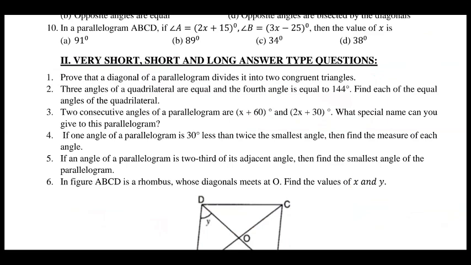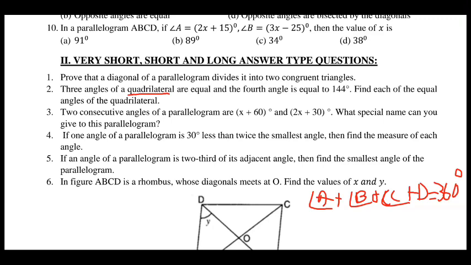We just have 2 minutes left. There is a question here. 3 angles of a quadrilateral are equal and the 4th angle is equal to 144 degree. Find each of the equal angles in the quadrilateral. How will you find this out, beta? Angle A plus angle B plus angle C plus angle D in a quadrilateral is equal to what? 360 degree, right?